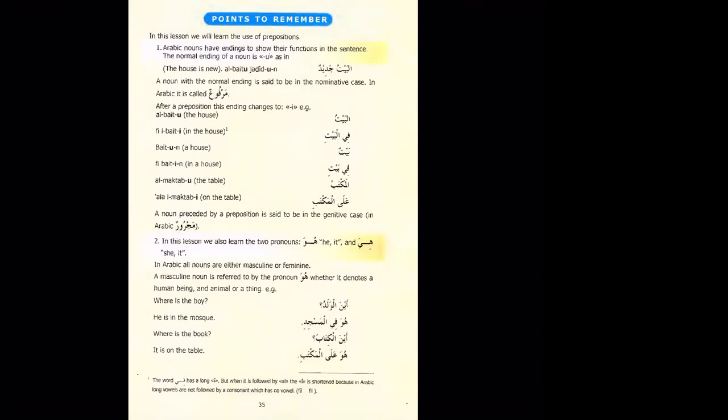So for example, أين الولد هو في المسجد. Where is the boy? He is in the mosque. أين الكتاب? Where's the book? It is on the table. Again, you see, we reply with the same reply. هو على المكتب. It is on the table, but هو, because book is masculine.